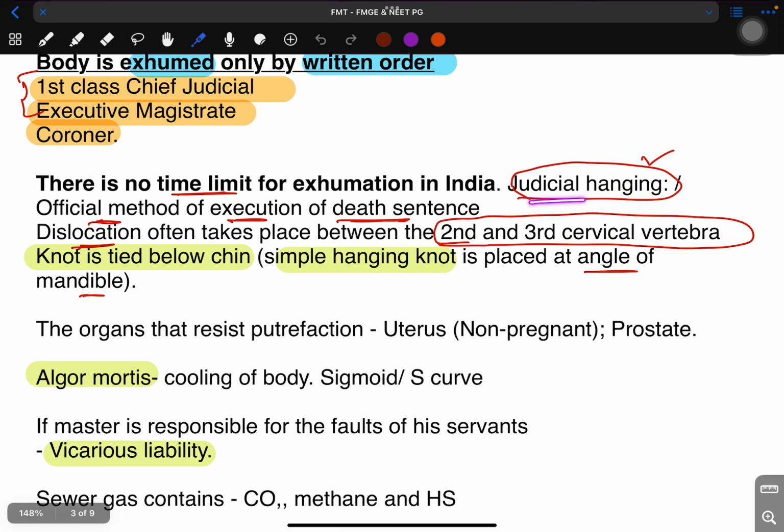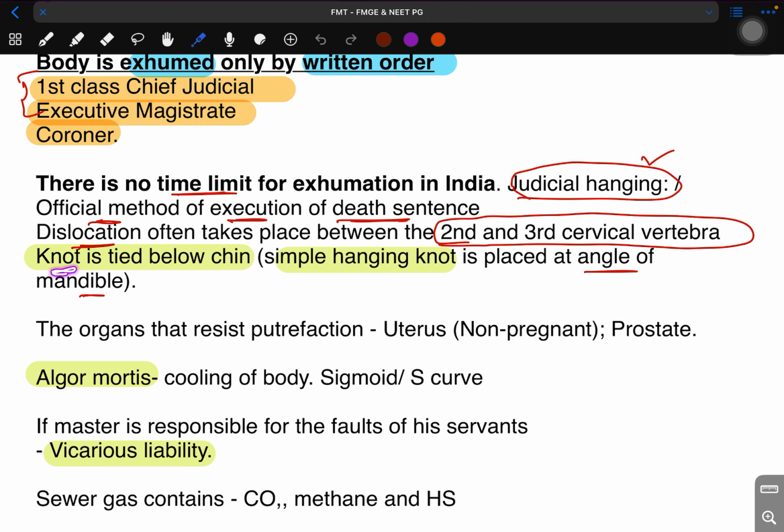Now, what is judicial hanging? Judicial hanging is the official method of execution for any death sentence given by the court. Now, how does the person die? The person dies due to dislocation of the second and the third cervical vertebra. So, dislocation between these two vertebrae can cause death of the person.